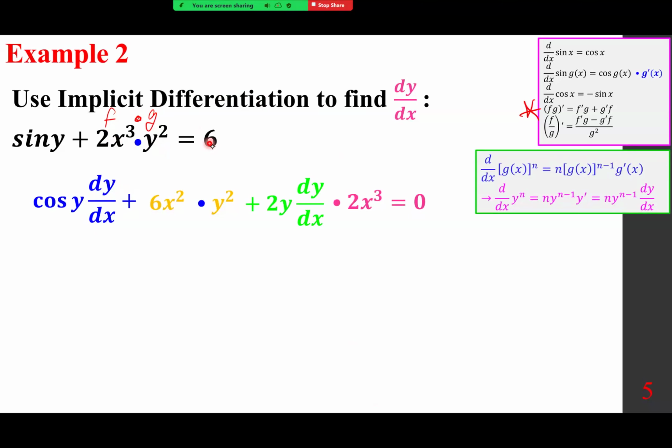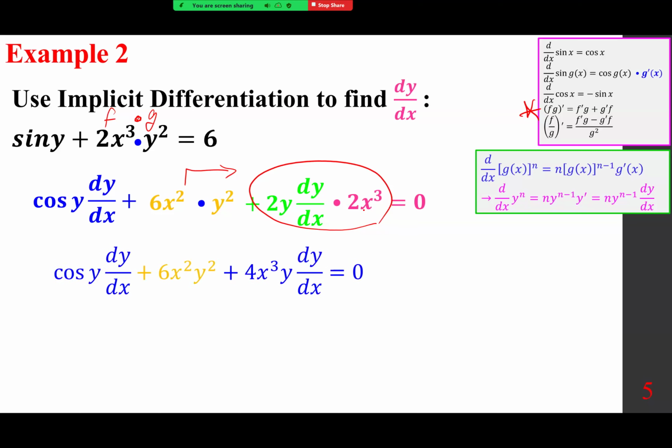Again, done with calculus. This is the only calculus step. Because we are solving for dy dx, we are going to move this to the right, and we're going to rewrite this as a 4x cubed y dy dx. So we move 6x squared y squared to the right and it becomes negative.